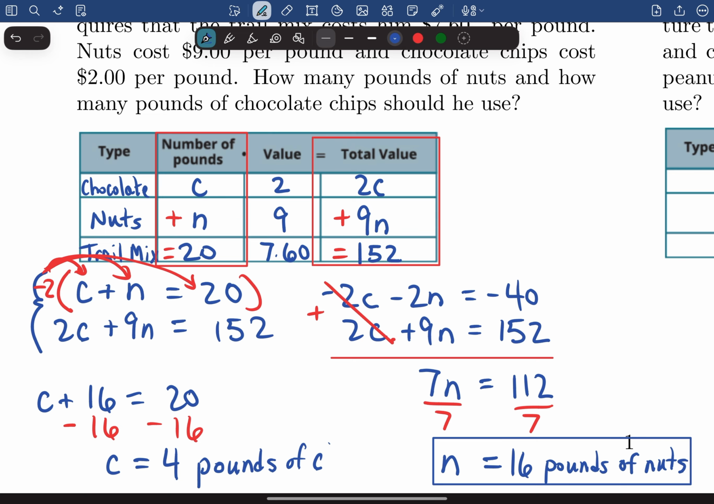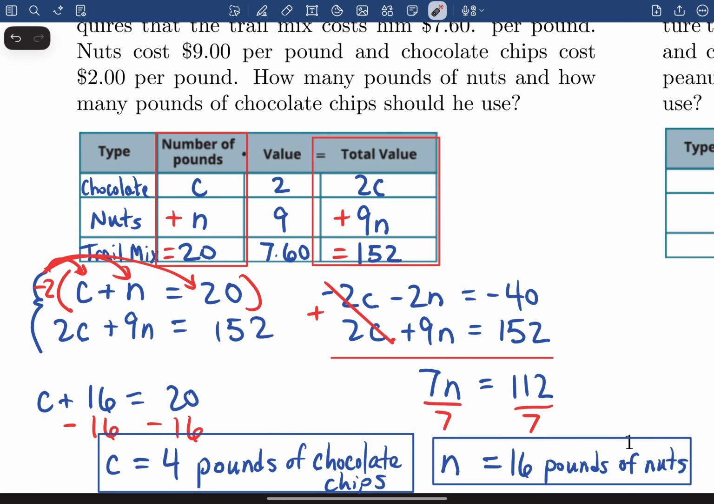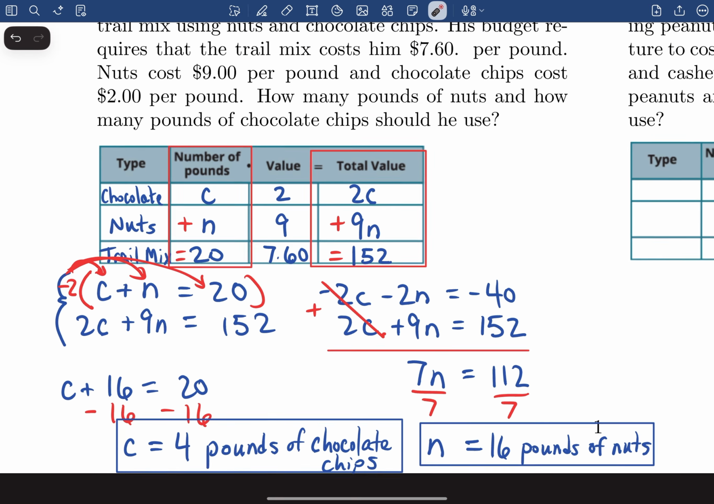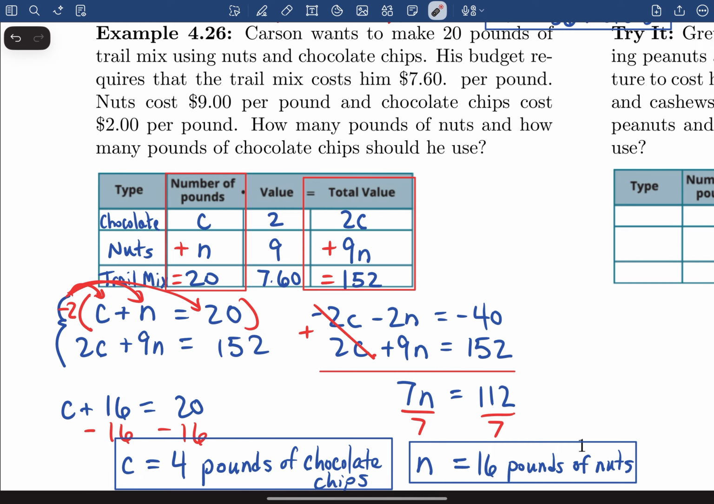And personally, for myself, I am bummed out because I would much rather have 16 pounds of chocolate chips and only 4 pounds of nuts in my trail mix. In fact, I'd rather just have 20 pounds of chocolate and not have any nuts. What is your opinion? This trail mix seems like a bummer to me because I'd rather have way more chocolate chips than nuts.